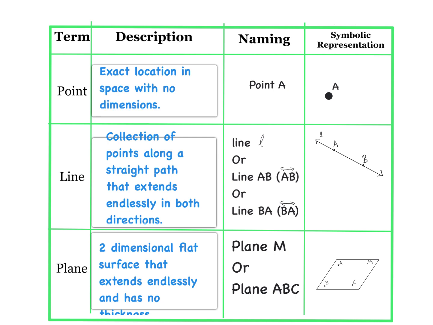And then the last one here was the plane. Remember, a plane was like a flat surface that went on indefinitely, forever and ever. Like the floor we're sitting on is like a plane. We're all standing on the same plane. So basically, all these points are on this plane. And we either name it with one creeper letter, plane M, or with 3 actual points, plane A, B, C.